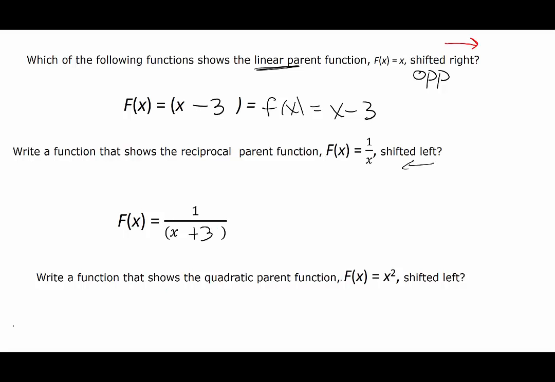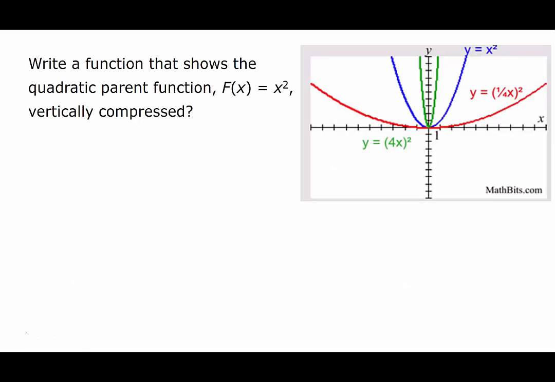Write a function that shows the quadratic parent function shifted to the left. So shifting to the left, I'm going to add 3. And I just made up the number 3 because it didn't specify. Write a function that shows the quadratic parent function compressed. So this is the one that's been compressed. It looks like you've put your hand and squished it down.